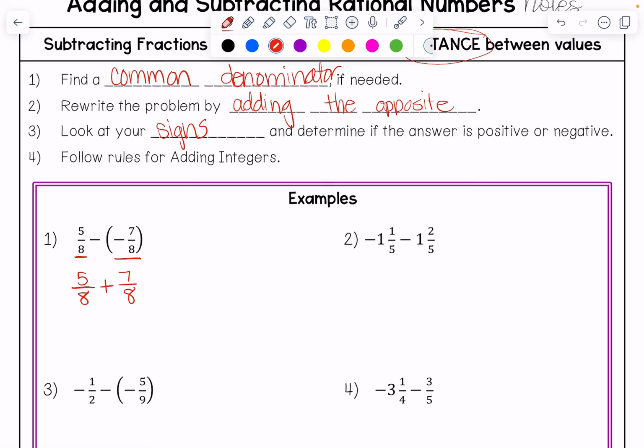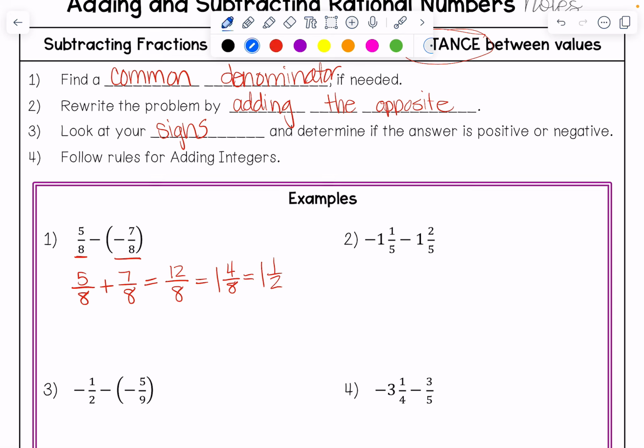So 5/8 minus negative 7/8 is going to have the same answer as 5/8 plus 7/8. So now that I've done this, I can follow my rules for adding. And so 5/8 plus 7/8 gives me 12/8, which would equal 1 4/8, which is equal to 1 1/2.